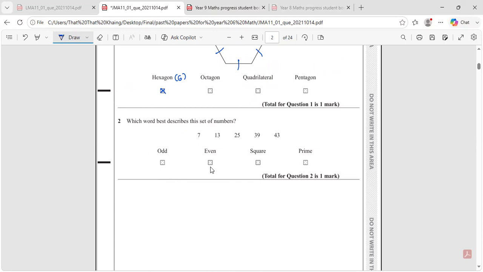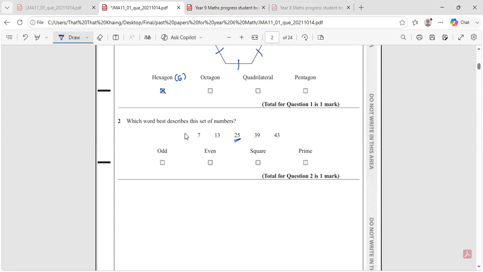Let's think about it. Even number. Even number means you can evenly divide it by 2, no remainder. So we call it even. For odd number, when we divide by 2, it has a remainder, we call it odd number. So square. Square means 1 square, 2 square, 3 square, 4 square. Only 25 is a square number. Prime number, 43 is a prime number.